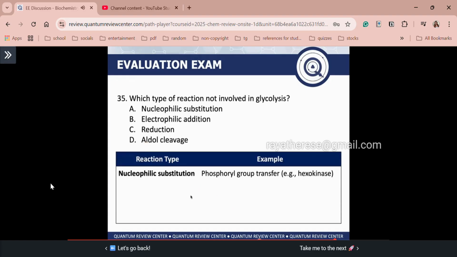Let's see. For nucleophilic substitution, we have your hexokinase reaction. So actually, si phosphoryl group transfer is a type of nucleophilic substitution. Okay? So from your organic chemistry, I do hope that you are familiar with your nucleophilic types of substitution.